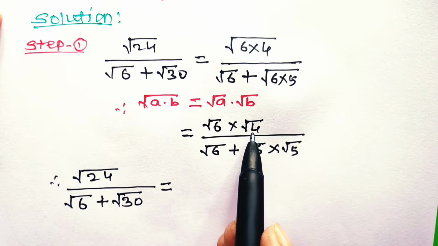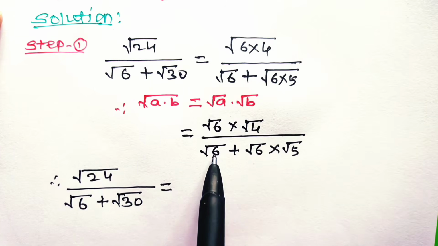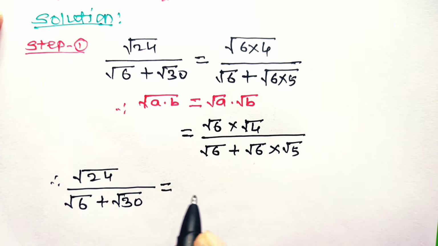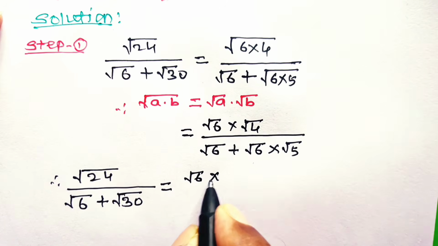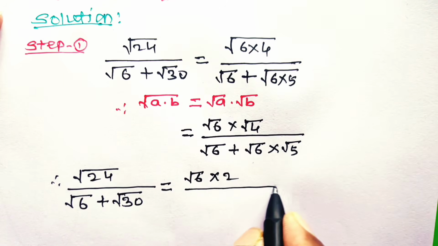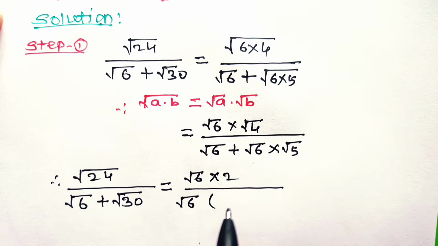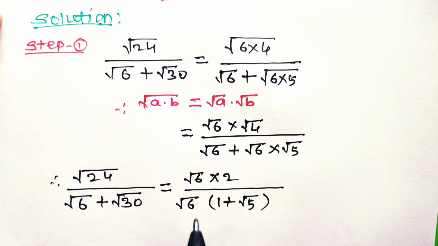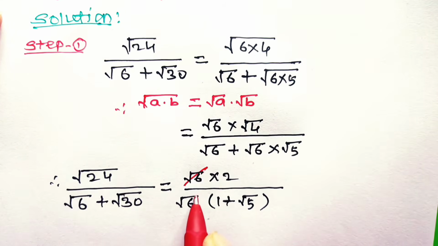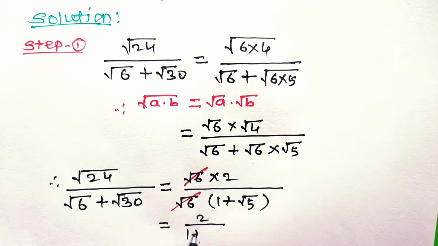But here square root of 4 is equal to 2, and we can take square root of 6 common from the numerator and square root of 6 common from the denominator. So square root of 6 into 2 divided by square root of 6 taken common from the denominator, into bracket remains 1 plus square root of 5. Now this square root of 6 cancels with this square root of 6, hence the remaining part is 2 upon 1 plus root 5.